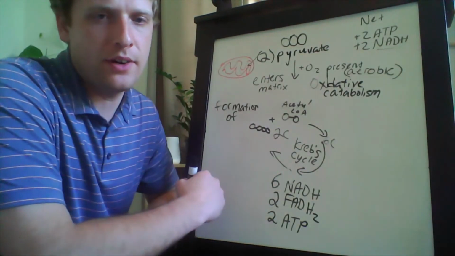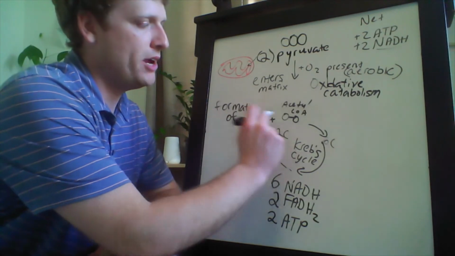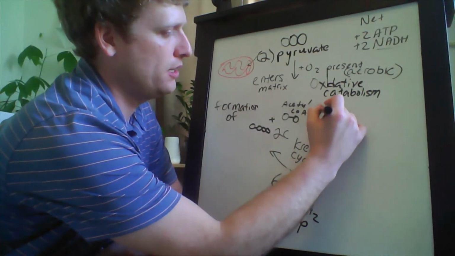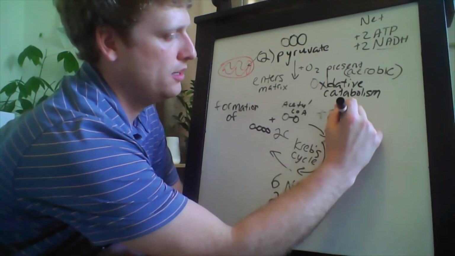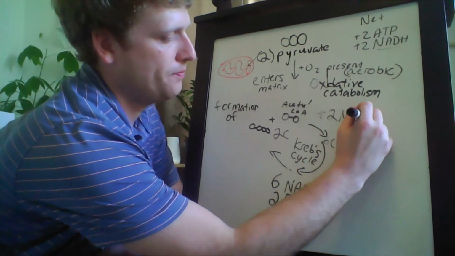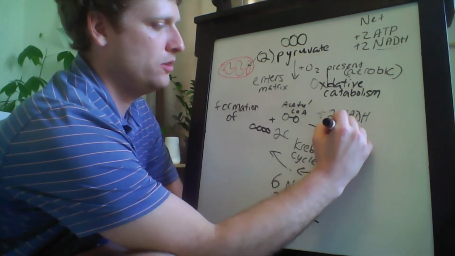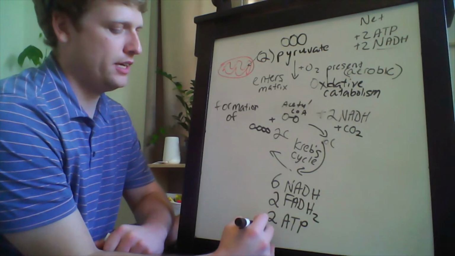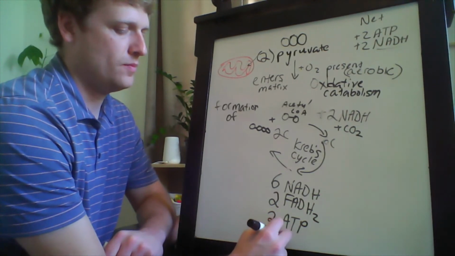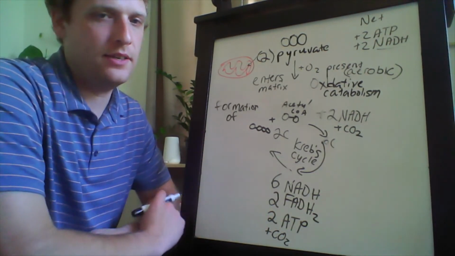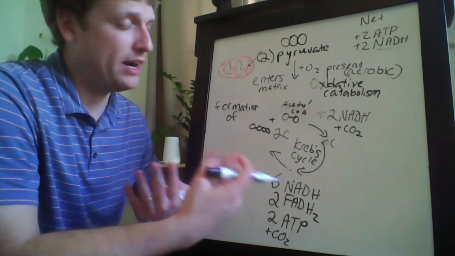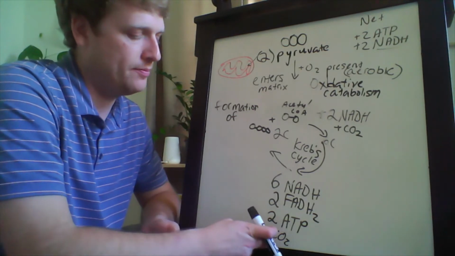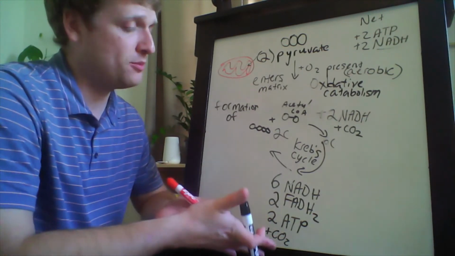One thing that I did forget to mention is that during this formation of acetyl-CoA reaction, you're also producing 2 more NADH. And you're also producing carbon dioxide. That's another thing that's produced in great quantities in the Krebs cycle: each time you break a bond between carbons in the Krebs cycle, you add some oxygens to it, and that forms carbon dioxide.